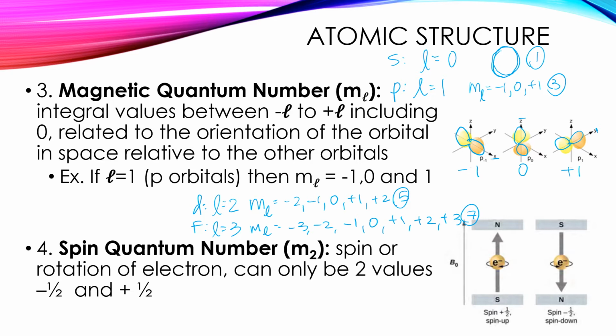Our last quantum number is our spin quantum number. That is related solely to the electron that's inside that particular orbital. So that's M sub S. The only options are either negative 1/2 or positive 1/2, because one electron has to be spinning in one direction and one has to be spinning in the opposite direction for them to be side by side within an orbital. So what this leads to is that there is a max of 2 electrons in an orbital. All right, so those are our 4 quantum numbers.